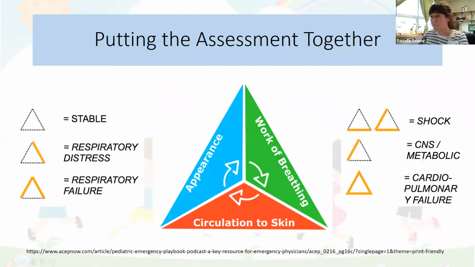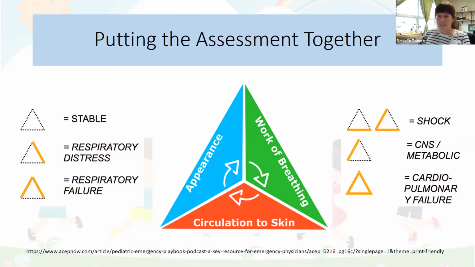So if we kind of bring it all back together, you think about all of the different pieces of the triangle. And when you do it individually, you're like, okay, yes, there is a problem with their appearance, and yes, there's a problem with their work of breathing, but their circulation was fine. Or their circulation and work of breathing was fine, but their appearance is off, which usually appearance is involved in pretty much everything. So this is a helpful way of thinking about what your assessment findings mean when put together.